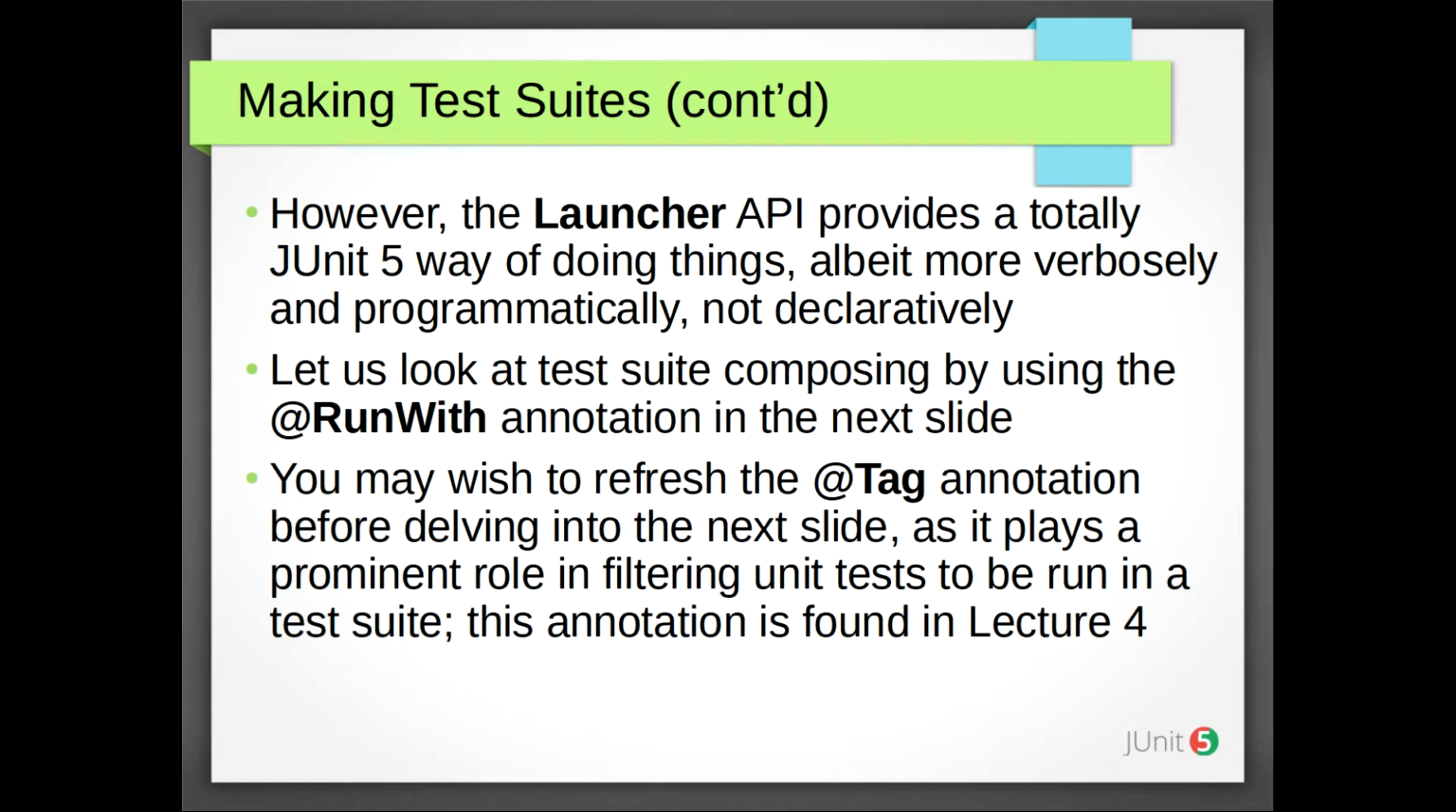However, the Launcher API provides a totally JUnit 5 way of doing things, albeit more verbosely and programmatically, not declaratively. Let us look at test suite composing by using the @RunWith annotation in the next slide. You may wish to refresh the @Tag annotation before delving into the next slide, as it plays a prominent role in filtering unit tests to be run in a test suite. This annotation is found in Lecture 4.